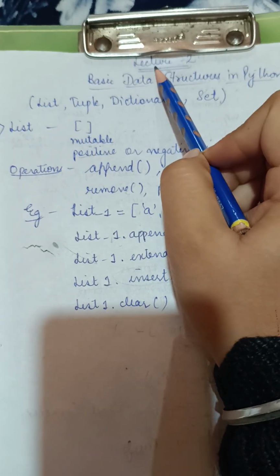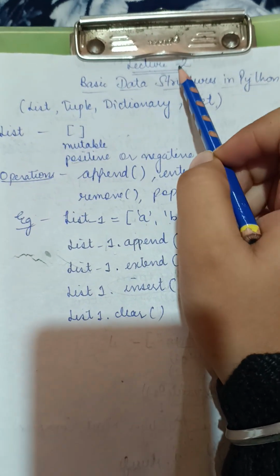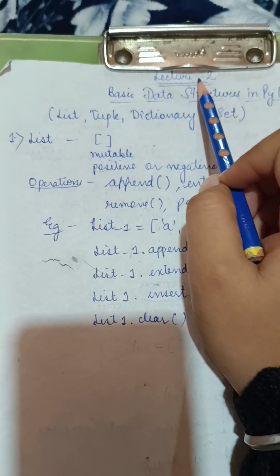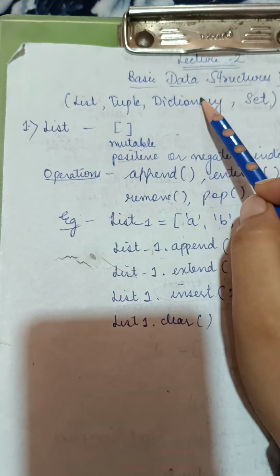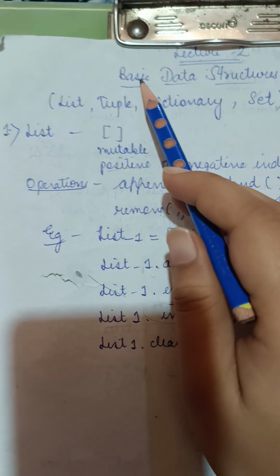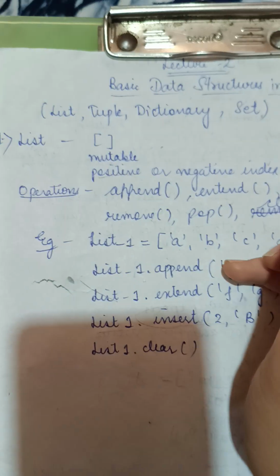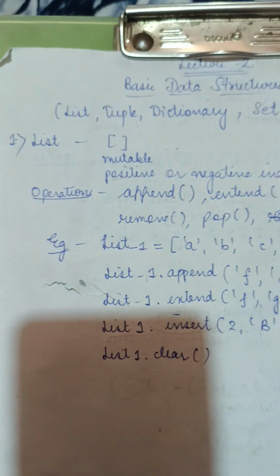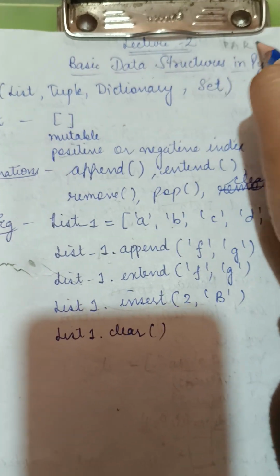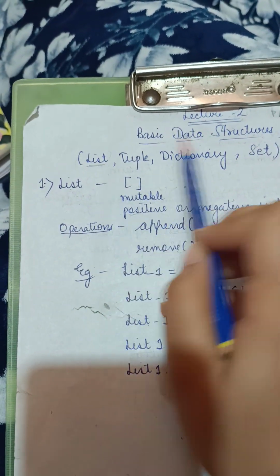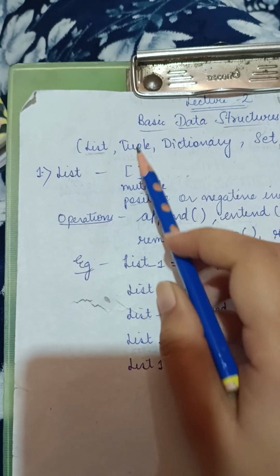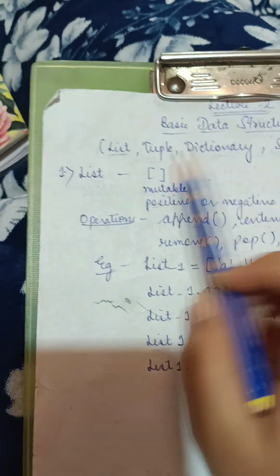And this is lecture 2 of a new series, that is Python programming. In this series we are discussing various concepts related to the Python language, and in this lecture we'll be dealing with basic data structures in Python. This is going to be part A of lecture number 2, where we will discuss one of its data structures, that is list, and other data structures apart from list are tuple, dictionary and set.